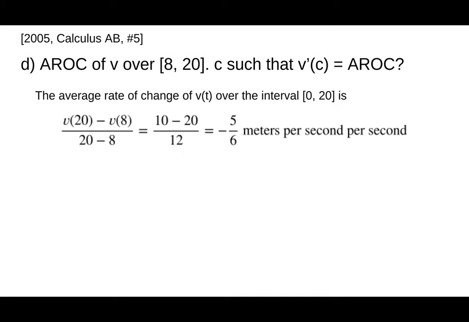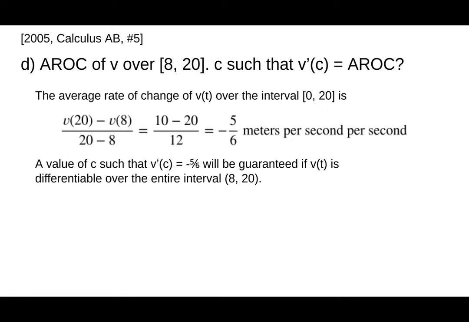That would be v of 20 minus v of 8 over 20 minus 8. Those values we can get from the graph. 10 minus 20 over 12, so negative 10 over 12 is negative 5/6. So the average rate of change of v over that interval is negative 5/6 meters per second per second. All right, so now we have to answer the question, is there a value of c guaranteed such that v prime of c is negative 5/6?